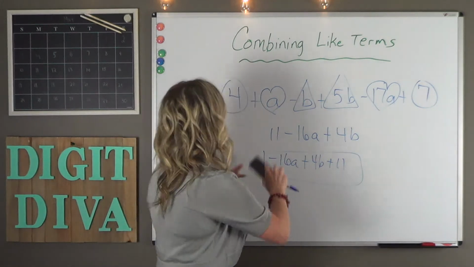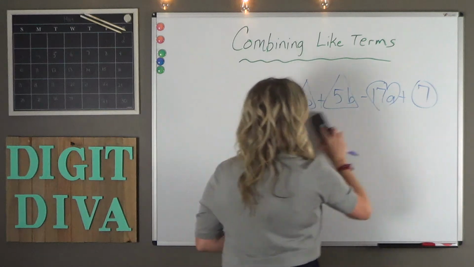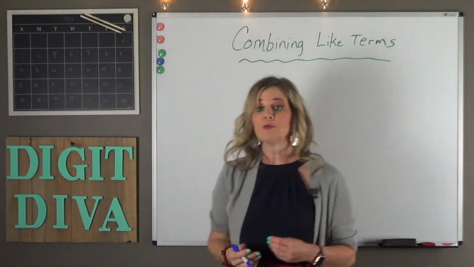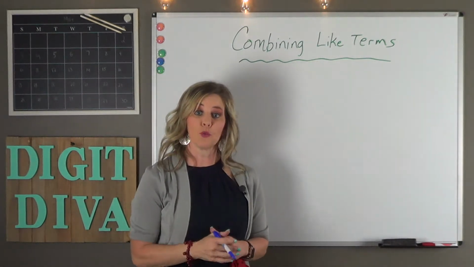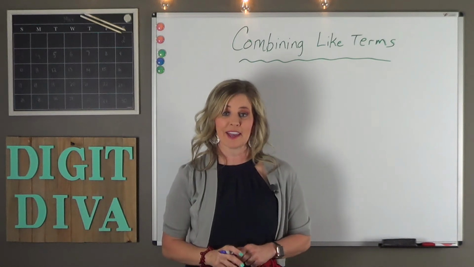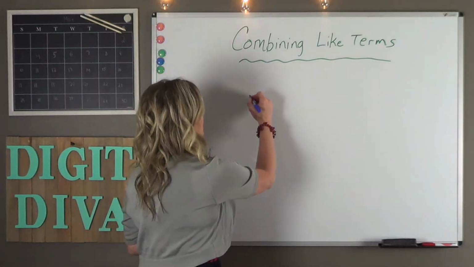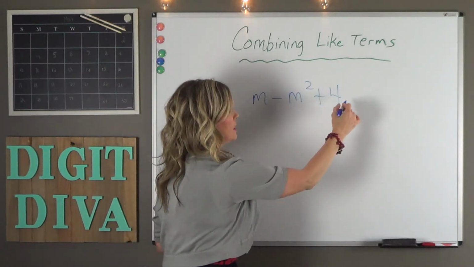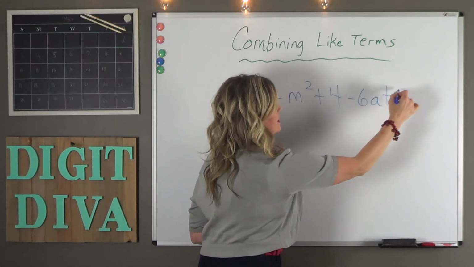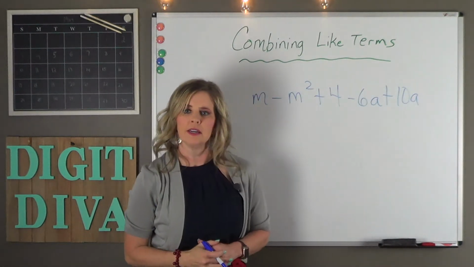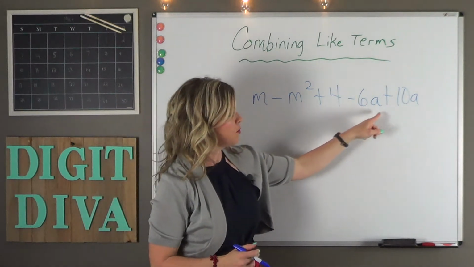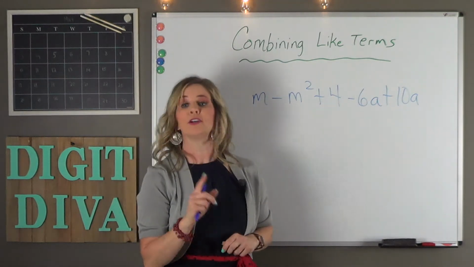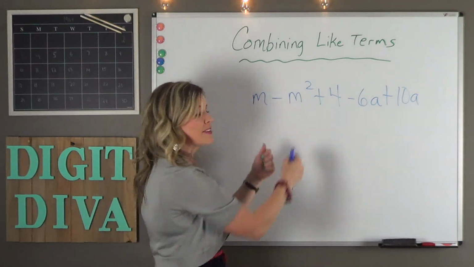All right, let's try a few more. Again, this is a simple lesson, combining like terms. Remember the rules. If it's a variable by itself, it really has a 1 in front of it, and it also has an imaginary exponent of 1. All right, so let's try m minus m squared plus 4 minus 6a plus 10a. This time I have 1, 2, 3, 4, 5 terms. Can I join these two m's? No, I cannot, because they do not have the same exponent.